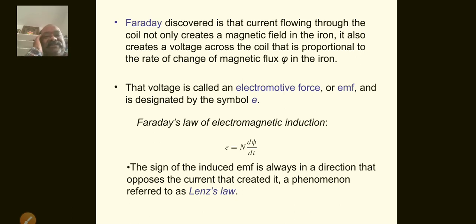What Faraday states is that the voltage is called an electromotive force, indicated by EMF and designated by the symbol, in some books the small e. So Faraday's law of electromagnetic induction is e equals N d phi by dt, where N is the number of turns and phi is the flux. d phi by dt is the rate of change of flux. The sign of the induced EMF is always in a direction opposite to the current direction that creates it. This phenomenon is called Lenz's law.